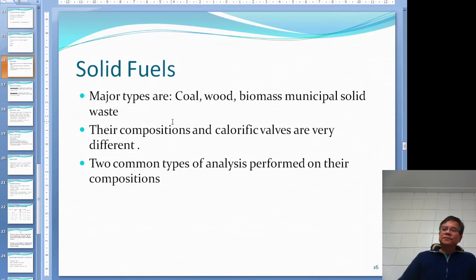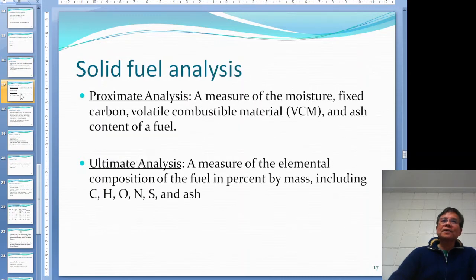Okay, now in order to get the composition, you have two different types of analysis to get the value of coal. One of them is the proximate analysis. This one measures the content of moisture, the fixed carbon which we can burn, and then the volatile combustible material, which is easily burned. And ash, the waste that cannot be burned.